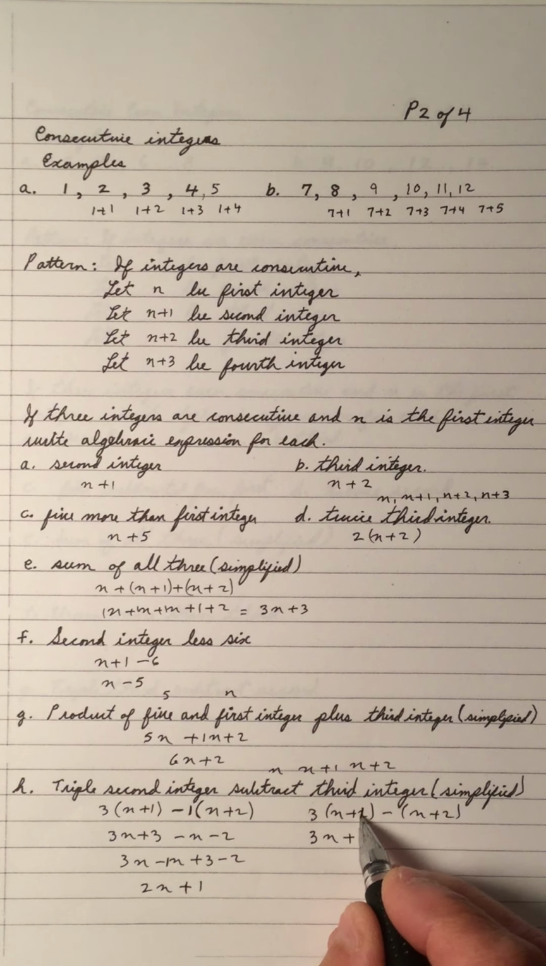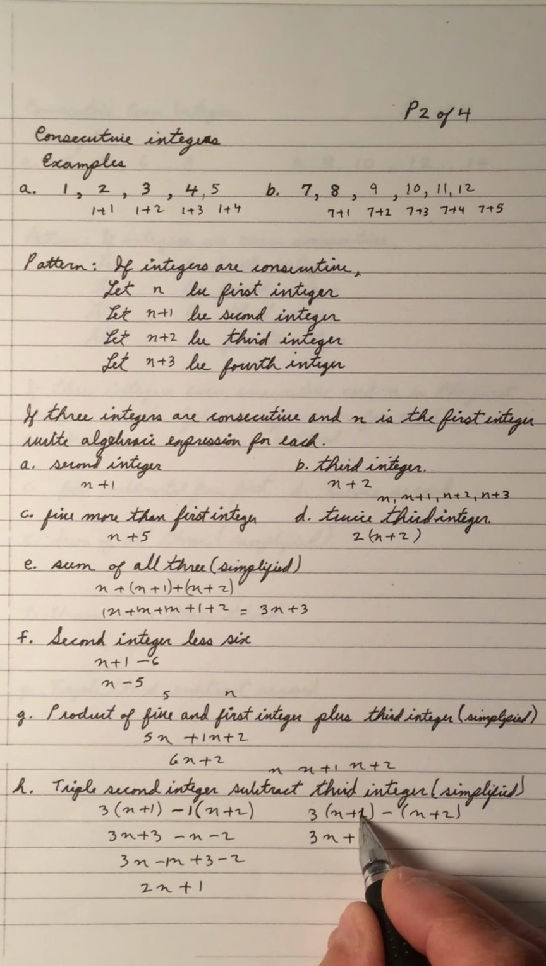10 less than the first. So the first is n. 10 less than changes the order. Triple the second. 3 times the second. The second is n plus 2. So that's 3n plus 6 if you wish to multiply by 3. 3 times n, 3 times 2.